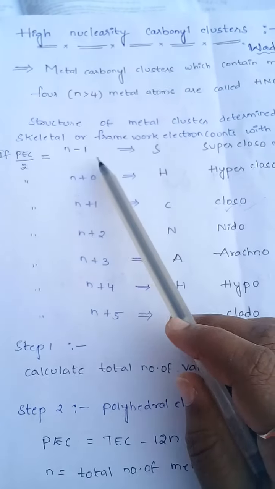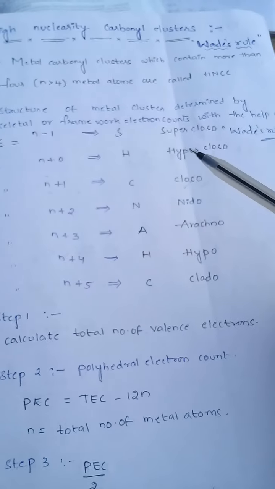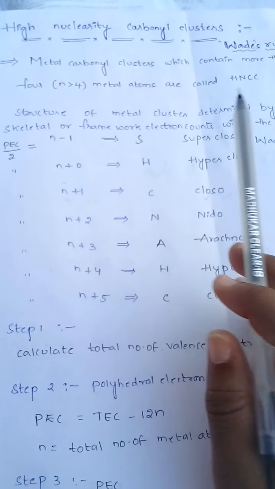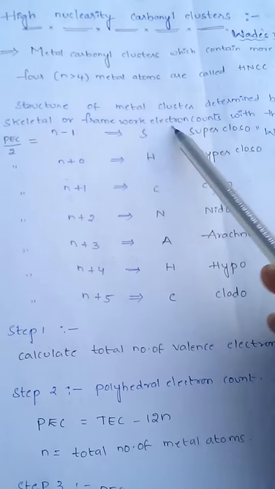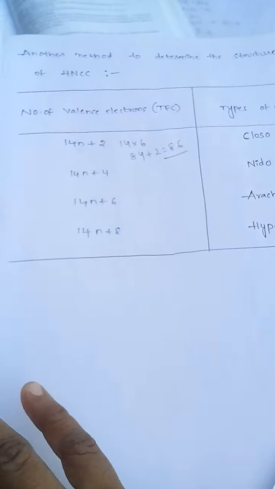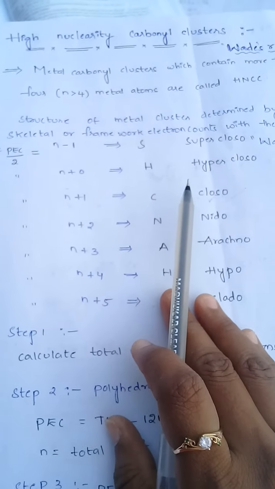This is another method and we already discussed the first method, high nuclearity carbonyl clusters with the help of Wade's rule. So this table is very important. This is optional, but very important is this.